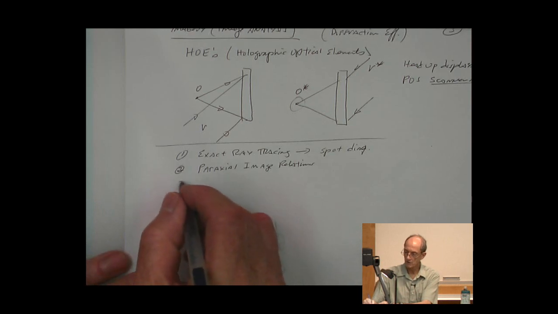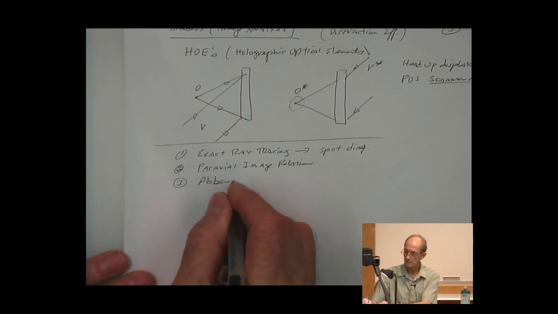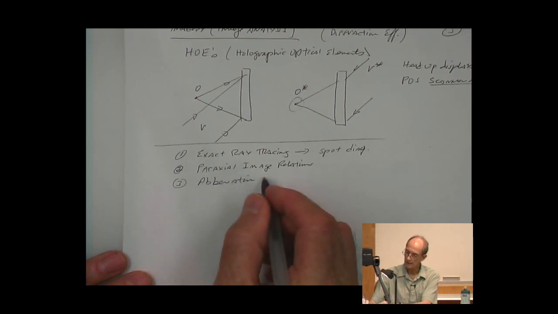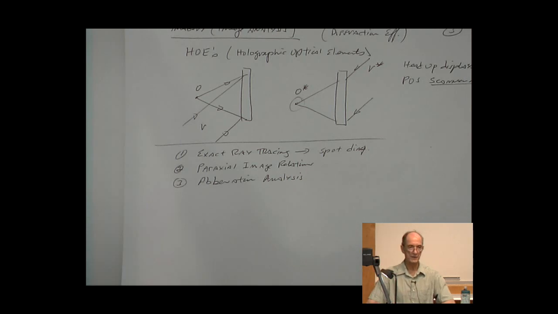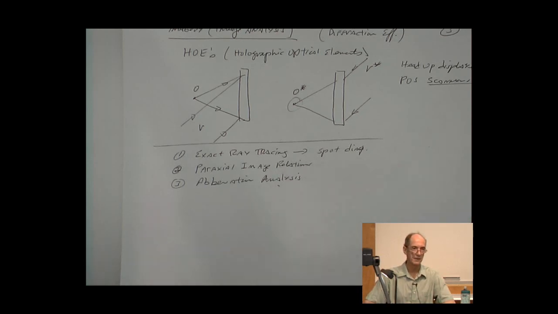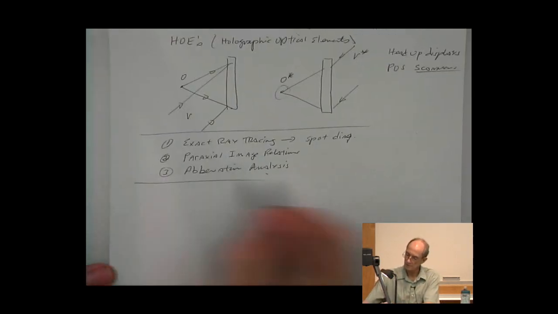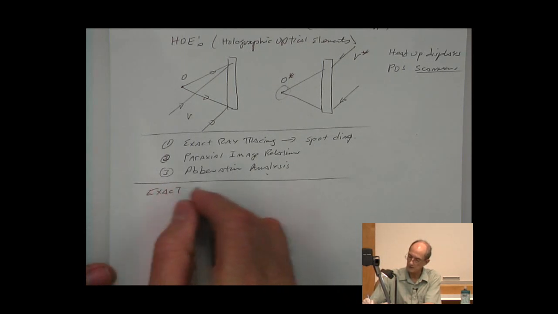And finally, we'll look at some of the aberration characteristics, or aberration analysis, of holographic elements as well. So all of these, and again, the aberration analysis is also based on the paraxial image relationships that we will form. Okay, so let's get started, and let's look first at the exact ray tracing.